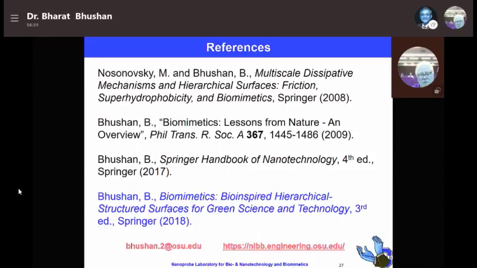And it's a handbook which consists of various fabrication techniques and applications in the field of nanotechnology. And the last reference here is a textbook on biomimetics titled Biomimetics, Bio-inspired Hierarchical Structured Surfaces for Green Science and Technology. And 3rd edition has just come out in 2018. And that provides a lot more data than I've been able to cover in a short period of time. And this new 3rd edition is about 1,000 pages long. So with that, I'll stop, and I thank you for your attention.